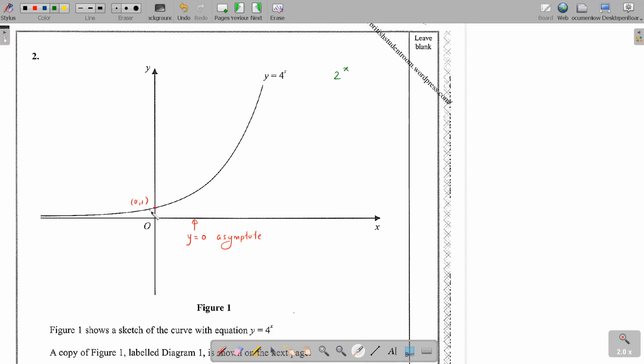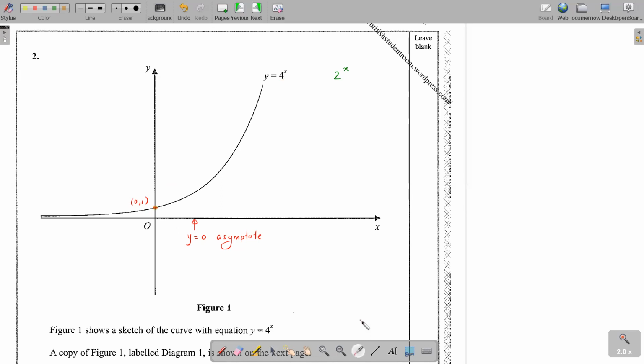When x is 0, we know all exponential graphs will go through (0, 1). It doesn't matter what graph it is, whether it's 10 to the power x or whatever it is. All the exponential graphs with powers of x will definitely go through (0, 1), because when you cut the y-axis, x is 0, which means 2 to the power 0 is 1, and 4 to the power 0 is 1. All these graphs will commonly go through this point.